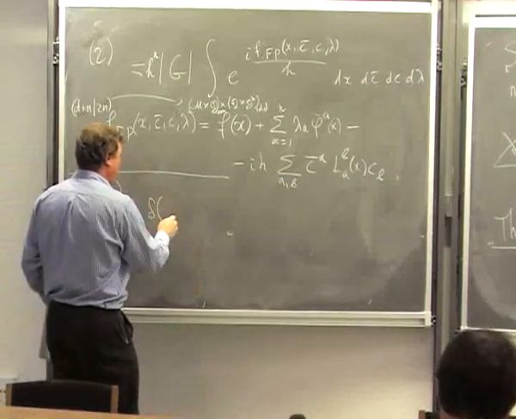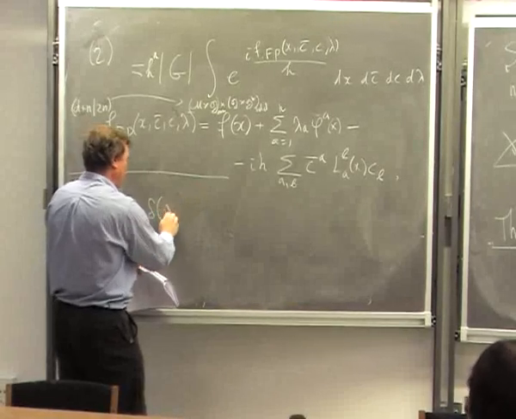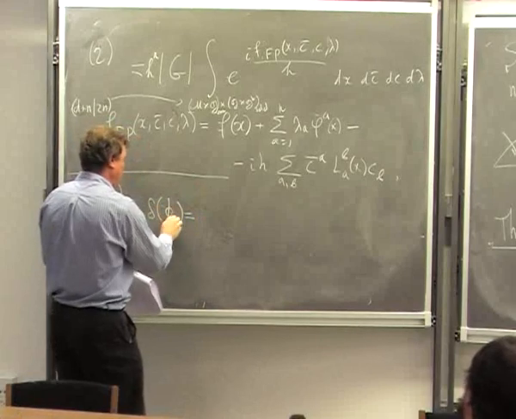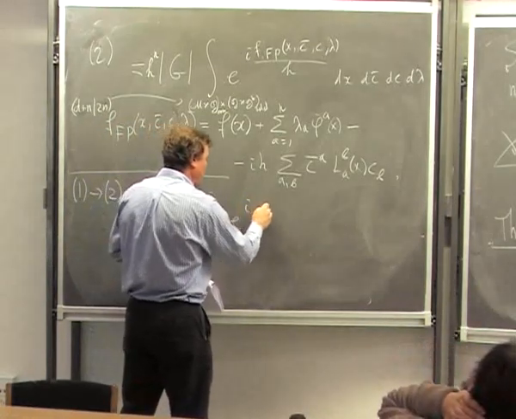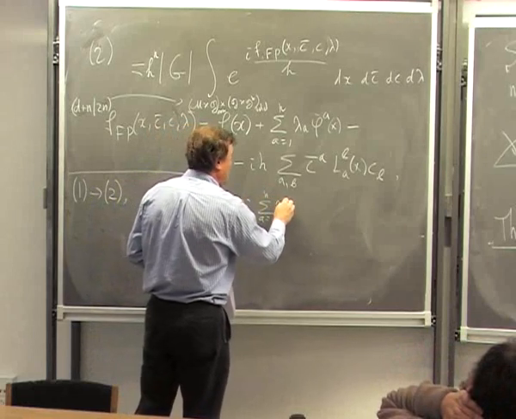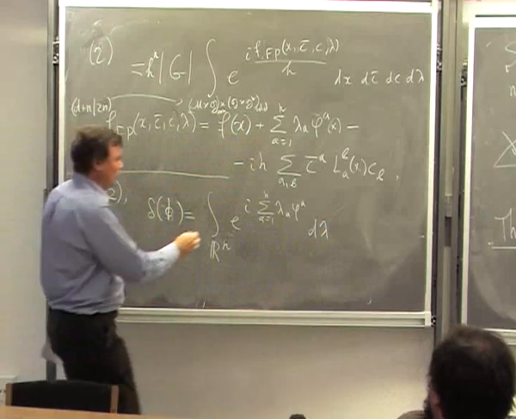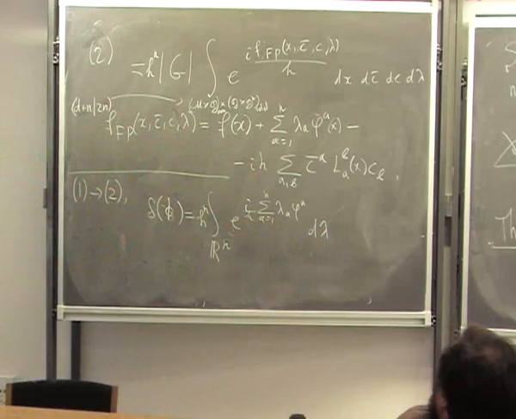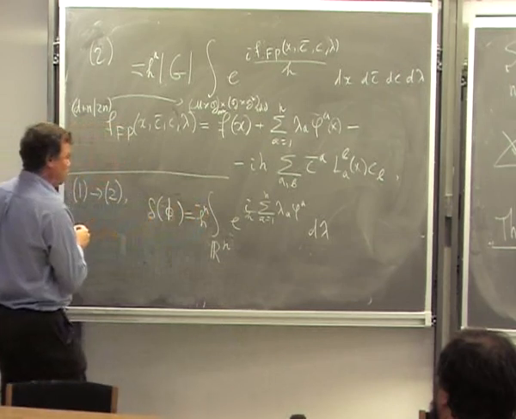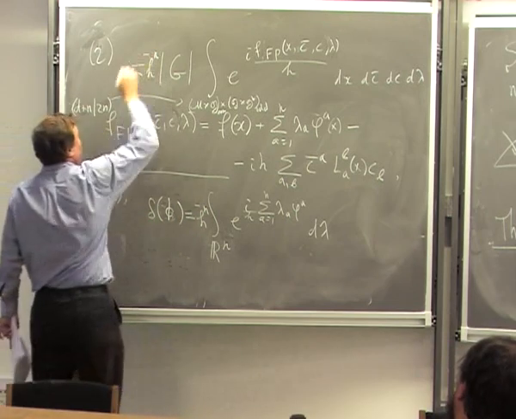When you have such a delta distribution, delta of phi, you can write it in terms of the Fourier transform, as the integral over R^n of e to the i sum over a from 1 to n lambda_a p_a d lambda. And then we want to have i over h in the denominator, so for this I should introduce h here. Yes, so it should be h with a minus.